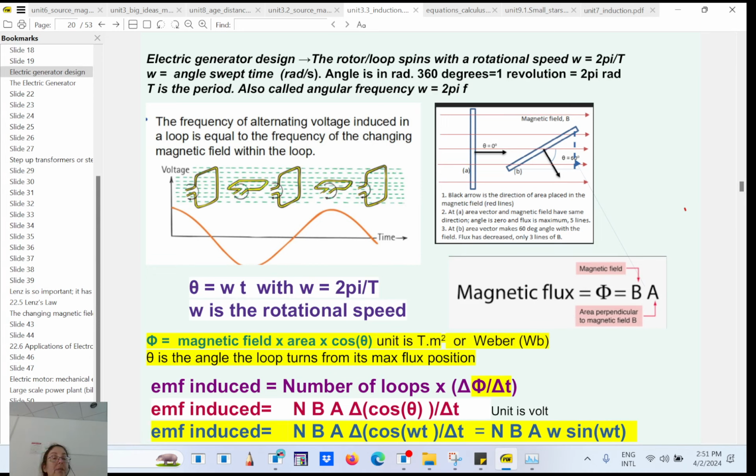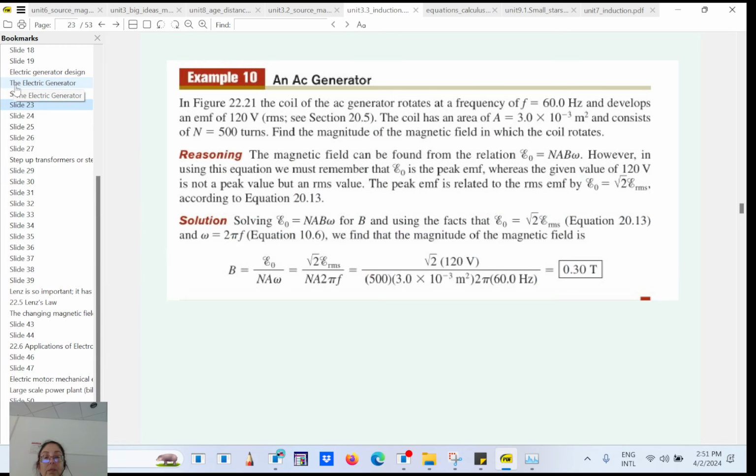Okay, so we get back to this equation here. The EMF induced will be equal to the number of loops, the strength of the magnetic field, the area, 2 pi over T, or 2 pi times F, so how fast it's spinning and how fast the voltage is going to change, and then you have your sine here. So we did this one. The answer indeed is going to be 0.3 Tesla. And they tell you this is going to be the peak value. The peak value equals the RMS times square root of 2.